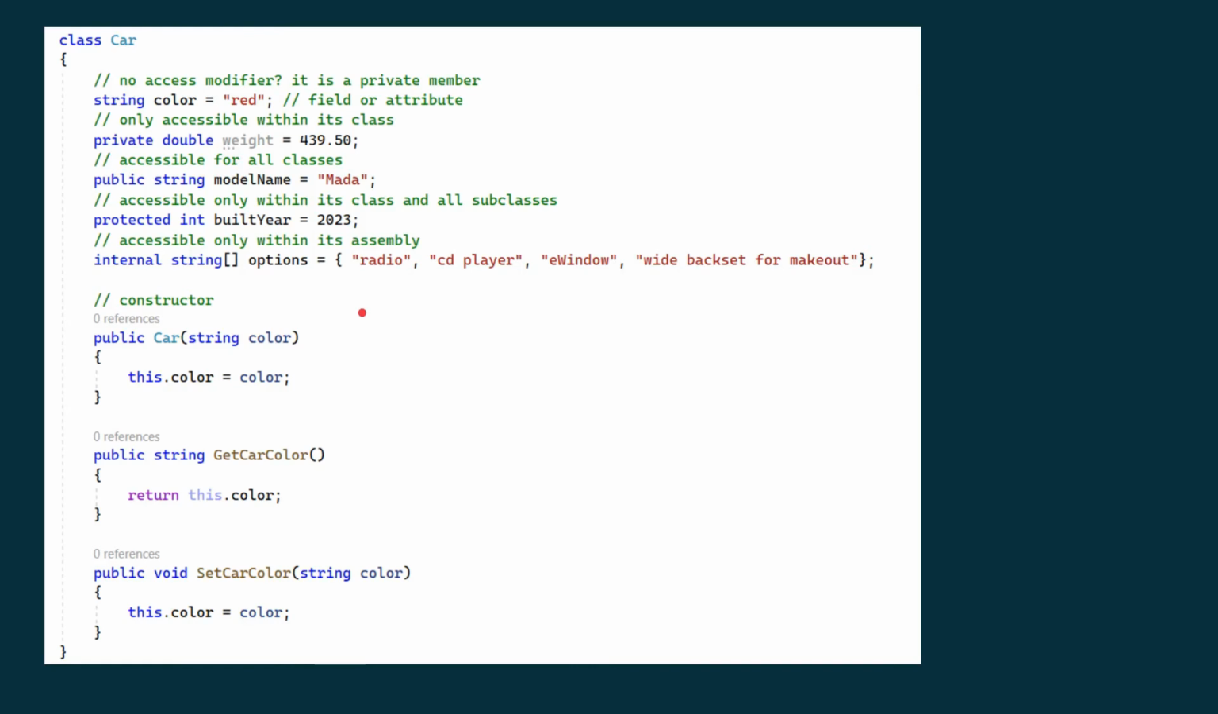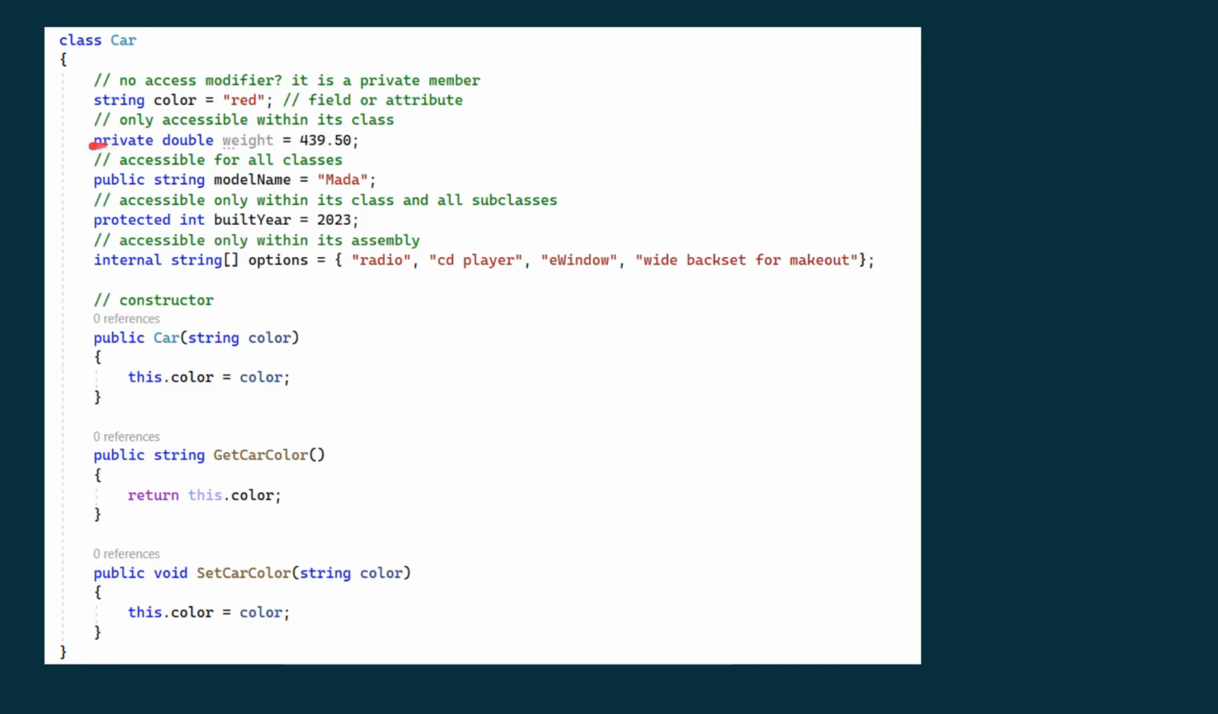And inside a class, you can have fields or attributes. You can have properties. I will tell you about properties in a minute. You can have methods and you can have a constructor. I explain it from top to bottom. Here we have an attribute or a field with a type string and the name color and a value red. And the next one is private, type double, weight, and a value.